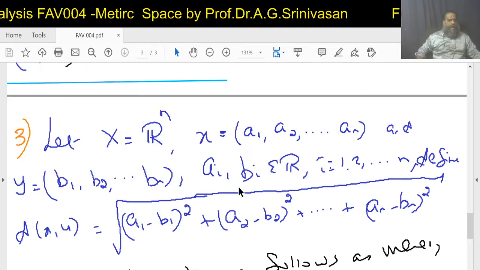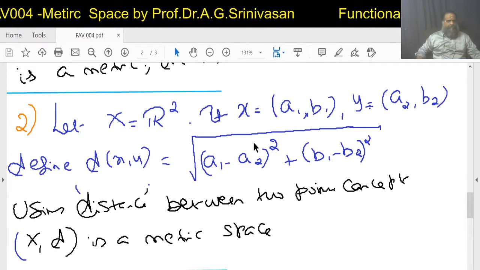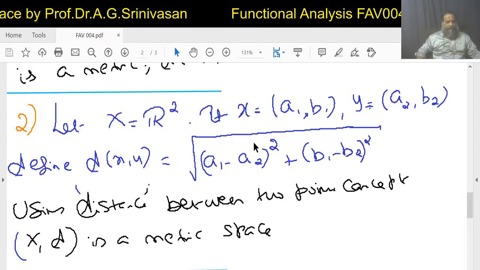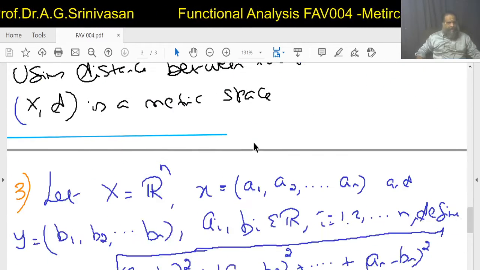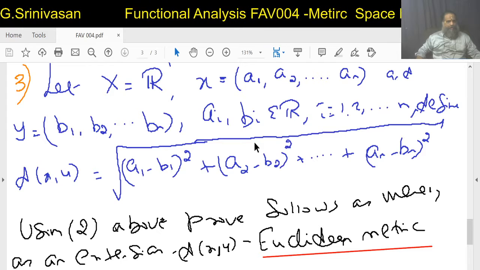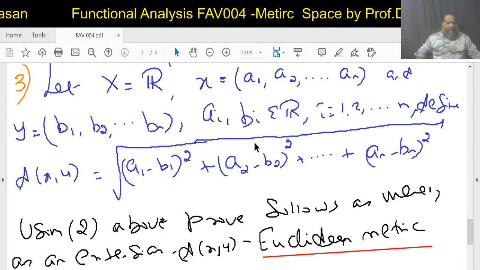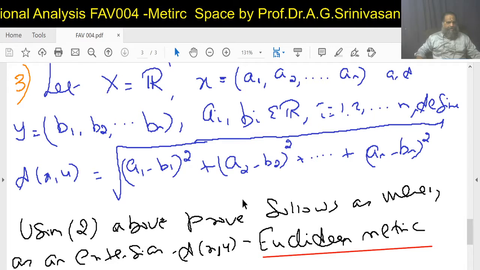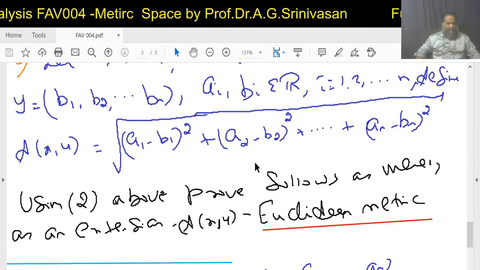It is almost the same as that of example 2, because we have done the distance using geometry and points in a graph with x and y axes. This can be generalized in a similar way. Therefore, the proof is left as a practice exercise. The proof follows immediately as an extension of d(x,y), the Euclidean metric we discussed.